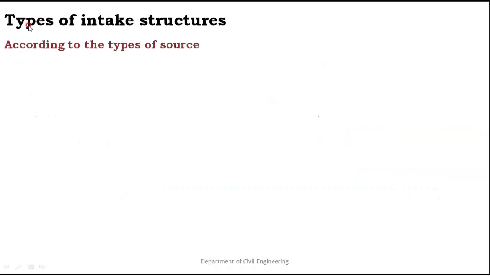Okay? Now, types of intake structures according to the types of source. Depending on the type of source, how many types of sources are there? Surface source and subsurface source. Surface source means canal, lake, reservoir, river. For them, intake structures will be something different. And subsurface sources are, for example, wells, infiltration galleries and aquifers. For them the intake structure will be different, therefore we have made types according to the type of source.